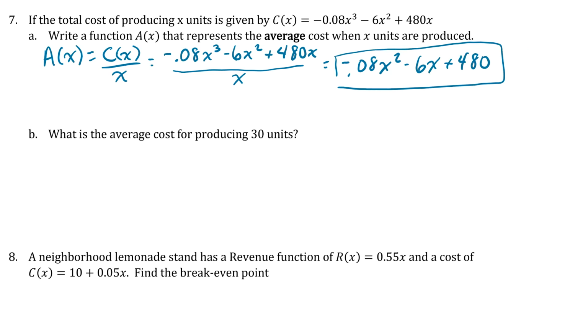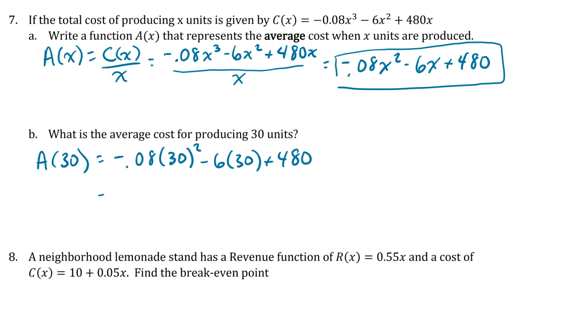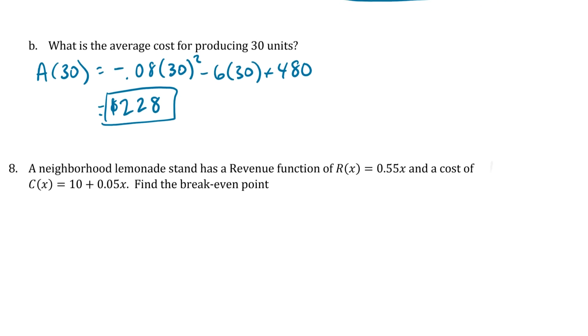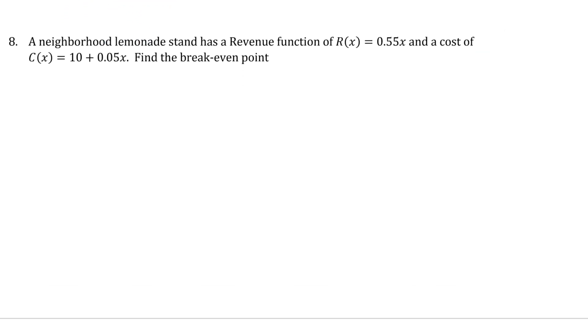What is the average cost for producing 30 units? We just go ahead and plug in 30. So negative 0.08 times 30 squared minus 6 times 30 plus 480. Plug that into your calculator and you should get $228. That is going to be the average cost.